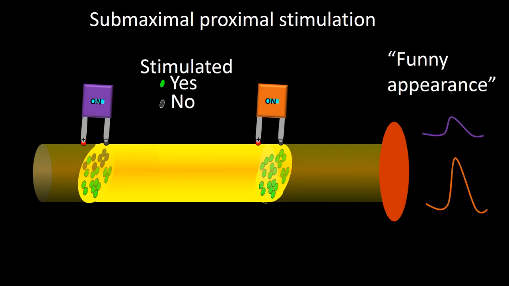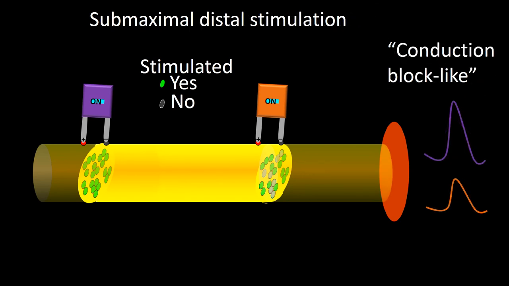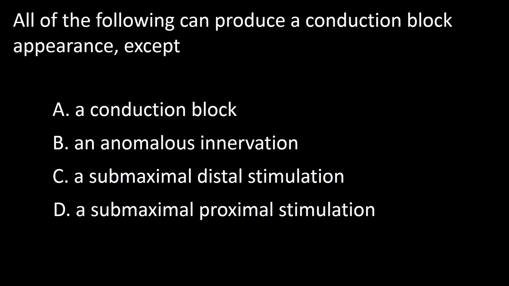Submaximal proximal stimulation will also produce a conduction block-like appearance, but submaximal distal stimulation will not. So the answer to this question is C.